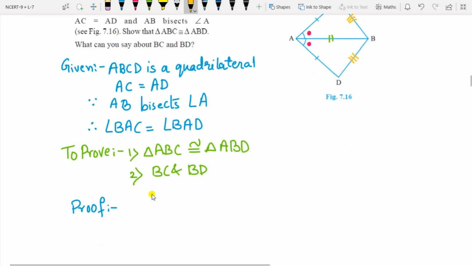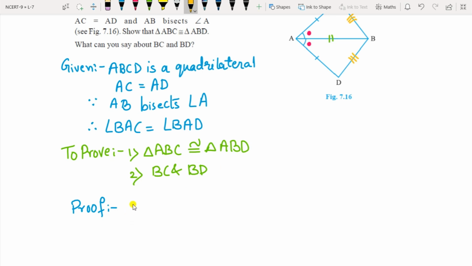Then what we have to prove? Show that. Whatever is written in the show that, you have to write in to prove. So first one is to prove that triangles ABC and ABD are congruent, and second is to show what is the relation between BC and BD. Now let us start with proof.